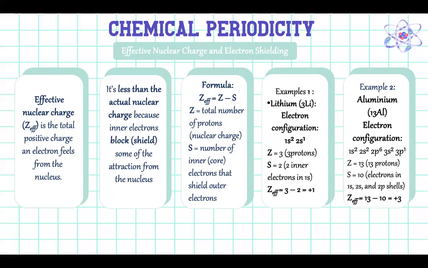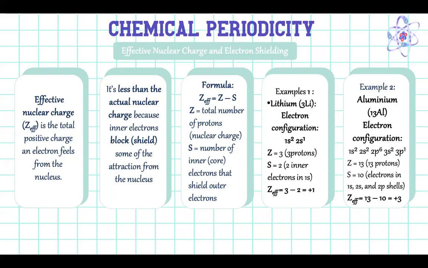Chemical periodicity: the effective nuclear charge and electron shielding. Effective nuclear charge, Zeff, is the net positive charge felt by an electron from the nucleus. It is less than the actual nuclear charge because inner electrons shield some of the attraction from the nucleus. Formula: Zeff equals Z minus S. Z is the total number of protons, so the nuclear charge, and S is the number of inner core electrons that shield the outer electron.